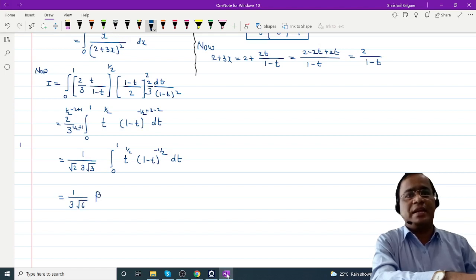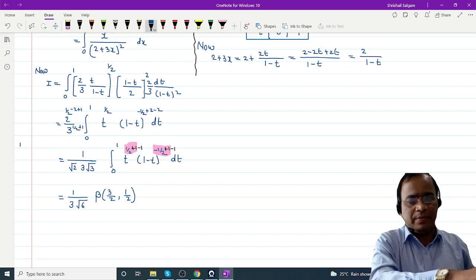This I will write as beta of plus 1 minus 1, plus 1 minus 1, and it comes as the first parameter and it comes as the second parameter. Okay. So it comes as a beta of 3 by 2 and what is the second? 1 by 2. Beta of 3 by 2 comma 1 by 2.